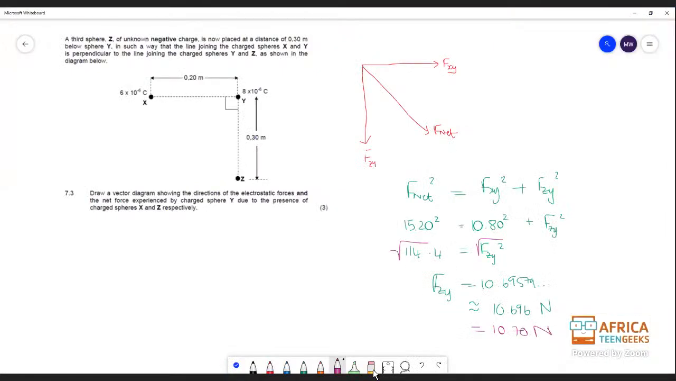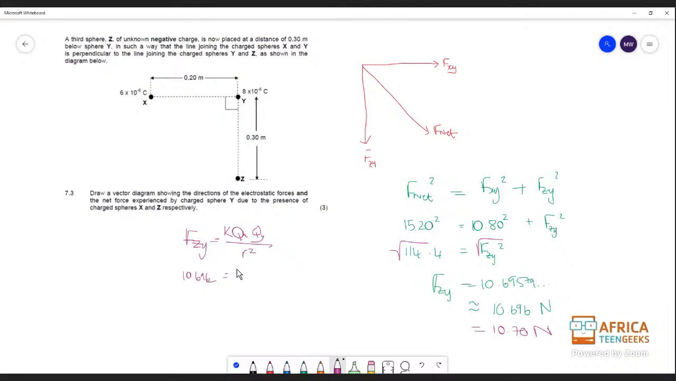Oh, I didn't finish my question. Sorry. So they were asking us to find out what is the charge on Z. So now you have your net force, so the force between your X and your Y, which means you can now use your normal formula. F ZY is equal to your constant times charge of Z, charge of Y over the distance between the two of them. So now you substitute this value that you got in there.